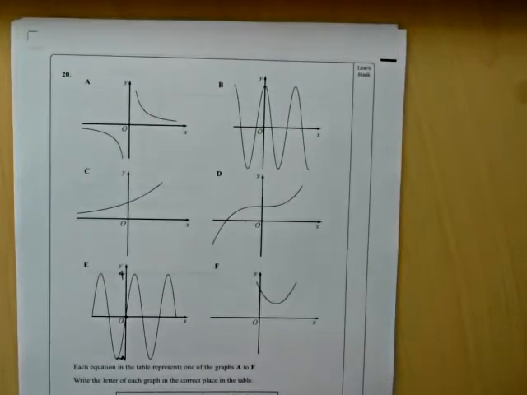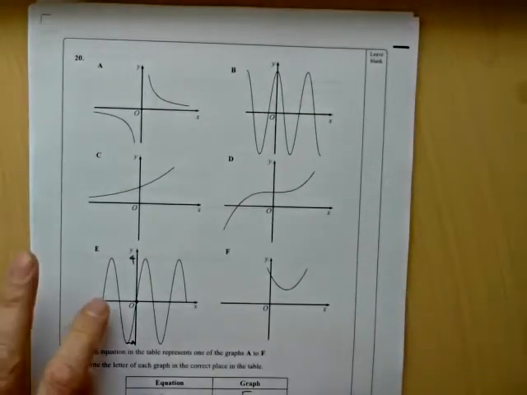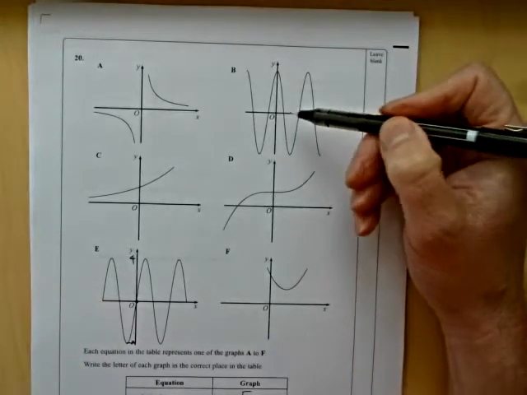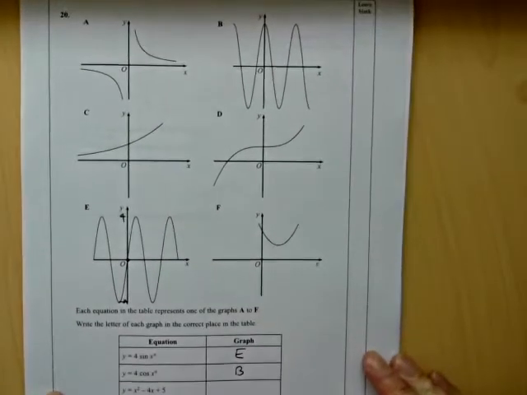Now the only other wave graph is the cos x, and because we've already worked out that the sine graph is E, then the only other possibility is B for y equals 4 cos x. So you can see I put the B there.